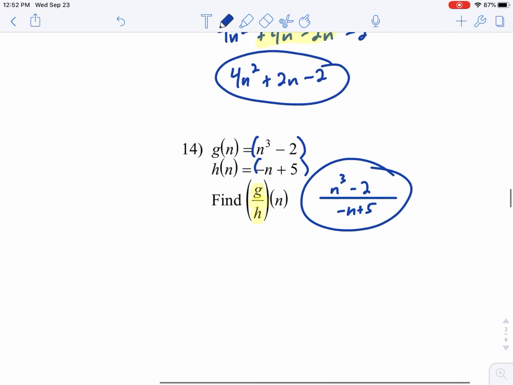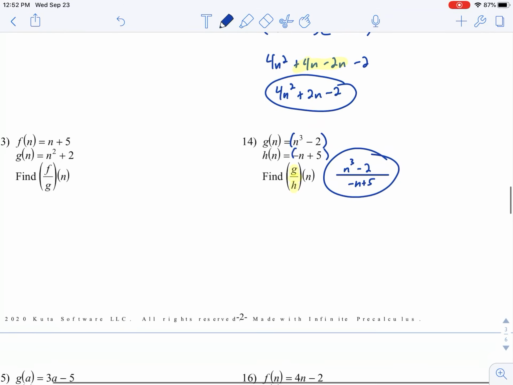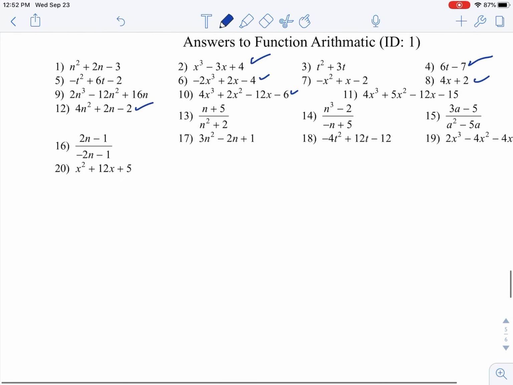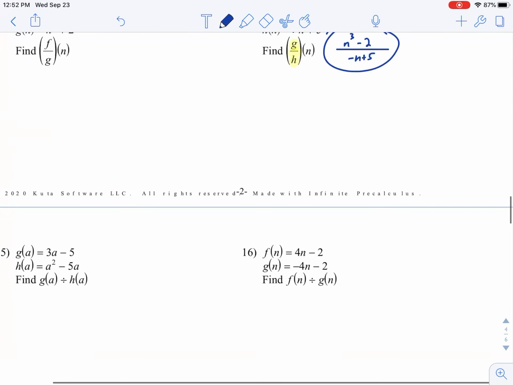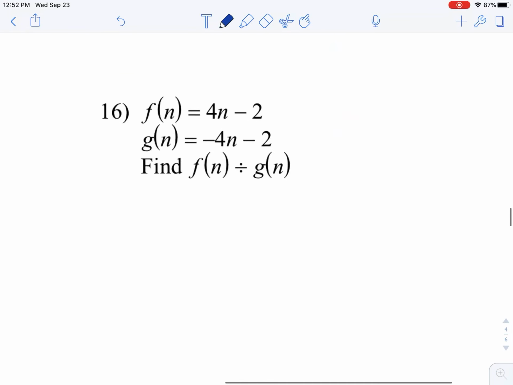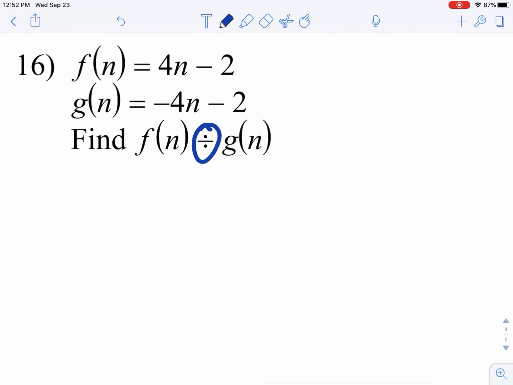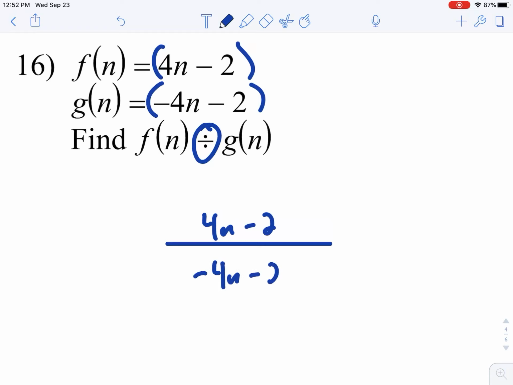There is something called a domain restriction, which we'll talk about later in the course. We don't need to go over that right now. There it is. So we're not going to overcomplicate this. Number 16, this time it's written with the divide symbol, but same thing. Put down a fraction bar. F goes on top, 4n minus 2. G goes on the bottom, negative 4n minus 2.